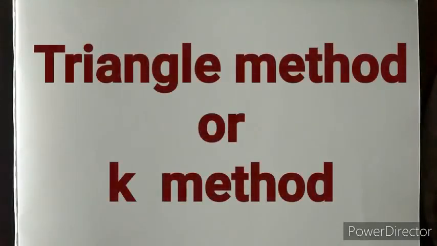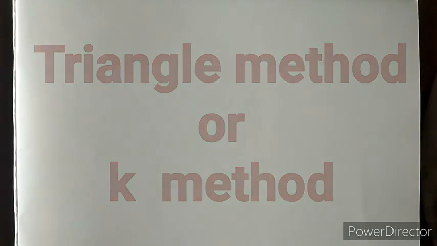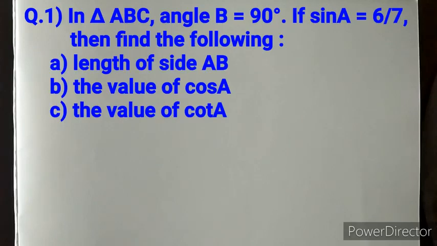The type of problem that we are going to solve today in trigonometry is called the triangle method or K method. Here we have the first question. In triangle ABC, angle B equals 90 degrees. So it's a right angle triangle and angle B is 90 degrees. If sine A equals 6 upon 7, then find (a) the length of side AB, (b) the value of cos A, and (c) the value of cot A. So let's start solving it.